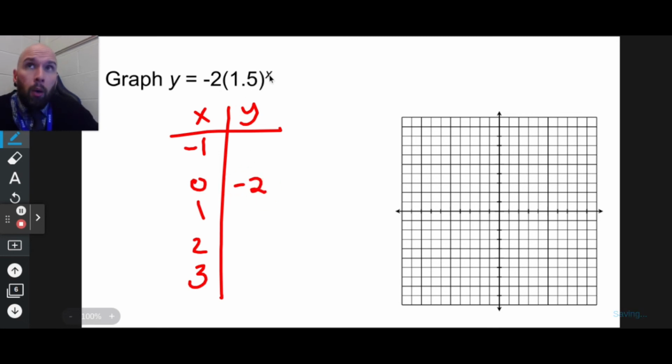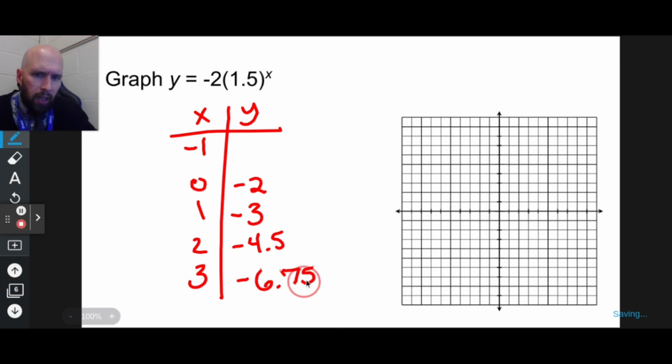1.5 to the first power is regular 1.5, times -2 is -3. 1.5 squared times -2 is -4.5. Then the next guy is going to be -6.75. And when I plug in -1, you're going to have to trust me on this one. You're going to get, I think, -4/3. It's -4/3, I think.